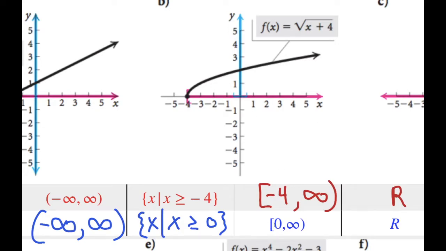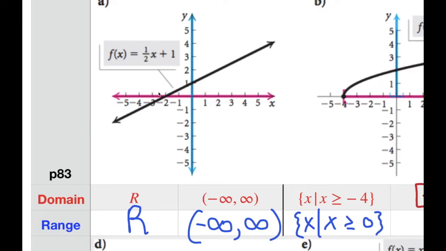And you can see the output values start at 0 and they go up as high as you want them to. Eventually this will get as high as you need. So you can say that the output values start at 0, including 0, and go up to positive infinity here. That's in set builder notation. That's all x such that x is greater than or equal to 0.